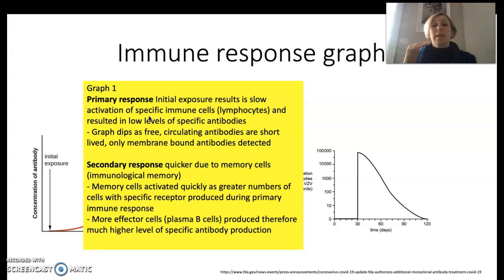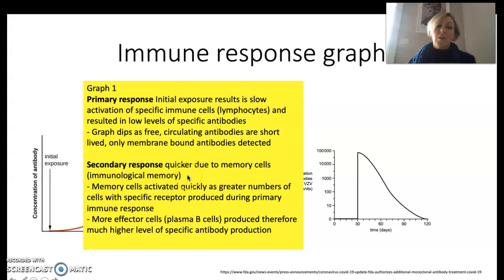Now, why did the graph dip? That's because the circulating antibodies aren't long-lived. The only reason that the concentration of antibodies doesn't go down to 0 is because there are membrane-bound antibodies on your memory cells. Okay, so it doesn't go back down to 0. It will stay at a low level.